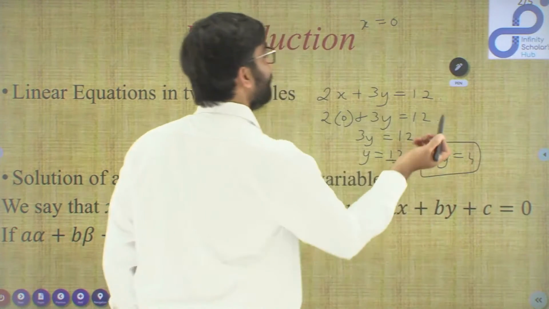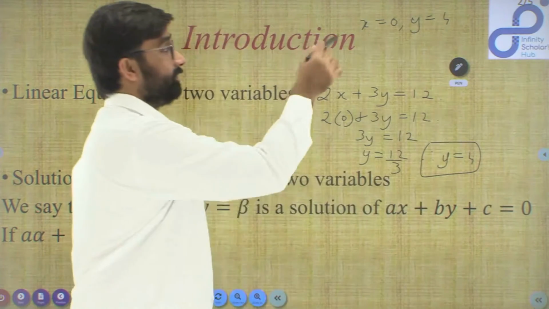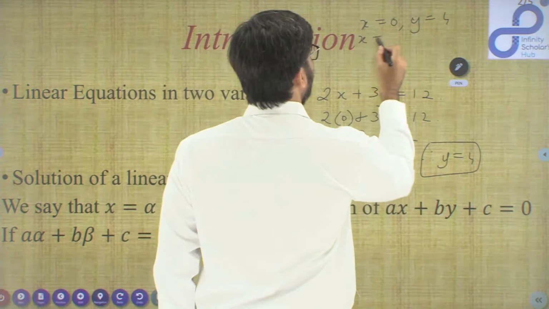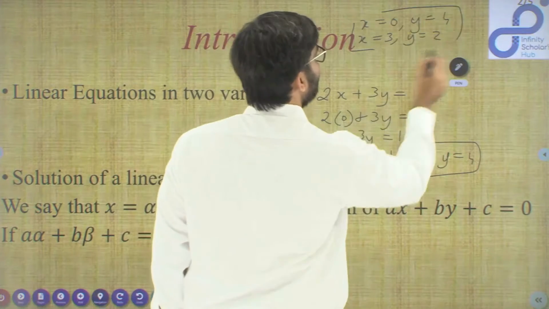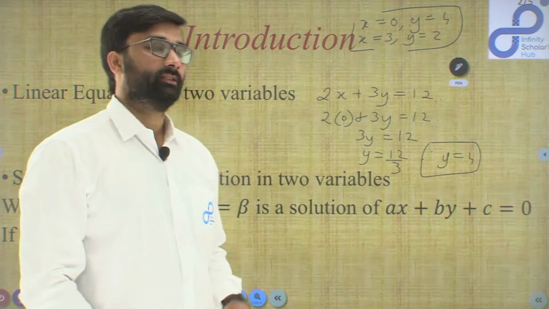So this is one more solution, that is x equals 0 and y equals 4. The previous solution was what? We put x equals 3 and y equals 2. So this was one more solution, right? Likewise, you can have infinite number of solutions. Okay, fine.